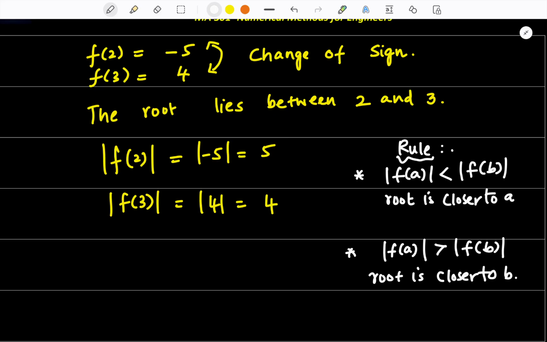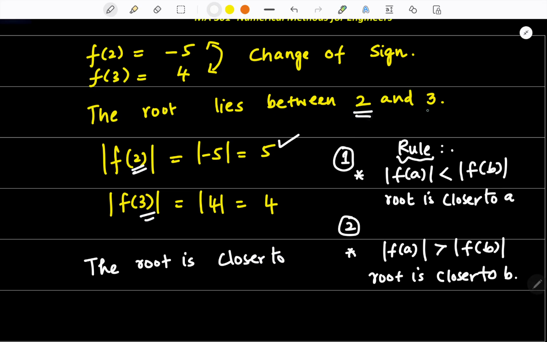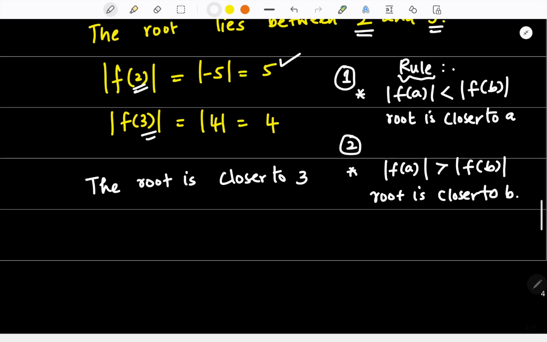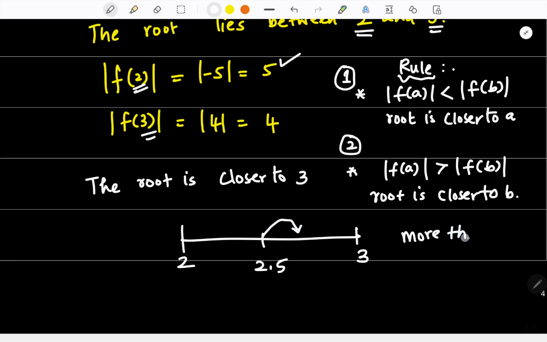What condition is satisfied? Does it satisfy the first condition or the second condition? Look at here, f of 2 is 5, which is more than this one. So the root is closer to 3. So what I said in the last video, just write 2 here and 3 here, and it is 2.5 here. So the root will be definitely more than or equal to 2.5.